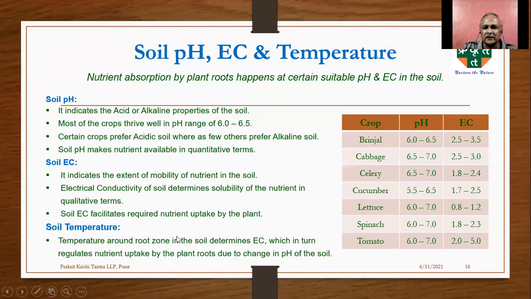And soil temperature, I have explained not here, but in my book. I'll talk about the book in the last session.